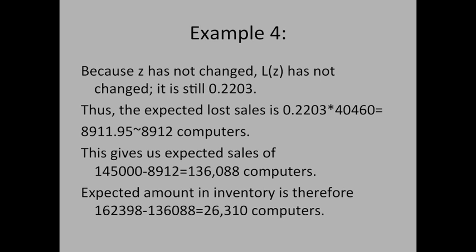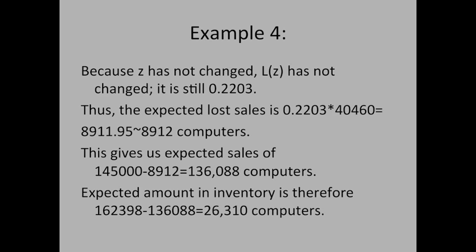As mentioned before, our z value has not changed. This also means that the loss function has not changed. L(z) has not changed. It is still 0.2203. As a result, our expected lost sales is going to be our normal loss, 0.2203, multiplied by our new standard deviation, 40,460. We find that we have a new expected lost sales of 8,912 computers.